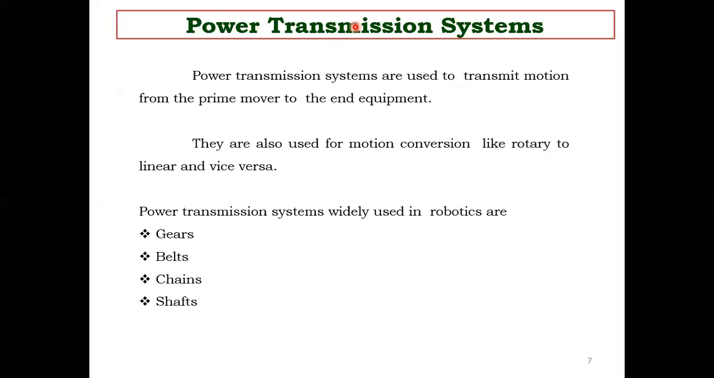Power transmission systems are used to transmit motion from the prime mover to the end equipment. They are also used for motion conversion, like rotary to linear or linear to rotary, and vice versa. Power transmission systems widely used in robotics are gears, belts, chains and shafts. These are the power transmission systems used in robots.